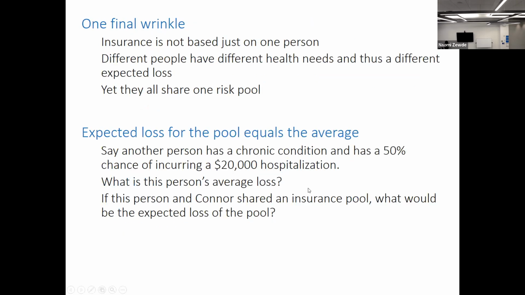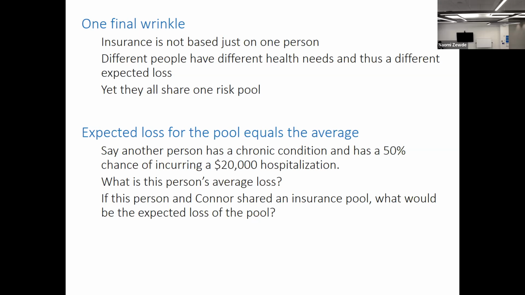Okay. The final wrinkle is just the fact that you're not the only person in your insurance pool. So your actuarial loss might not equal another person's actuarial loss, but you all pay the same premium. So the overall insurance premium is based on everybody's actuarial loss. So a healthier person sharing a pool with a sicker person might end up having to pay a higher premium. So the expected loss for the pool is going to be equal to the average of the losses for each individual person, right?